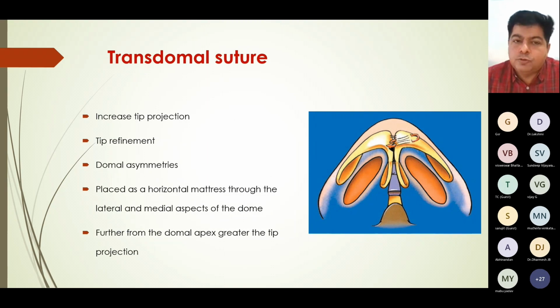Then another thing is the transdomal suture. In transdomal, you are addressing only a single dome and the suture is going across it, making it transdomal. What is the aim? To increase the tip projection. Why would you need that? In case there is some domal asymmetry. You see one side is very bulbous, one side is narrow. How to address it? Use a transdomal suture. And this is primarily a horizontal mattress suture across the lateral aspect and the middle aspects of the dome. And the further you are away from the dome, the higher the tip projection you will get.